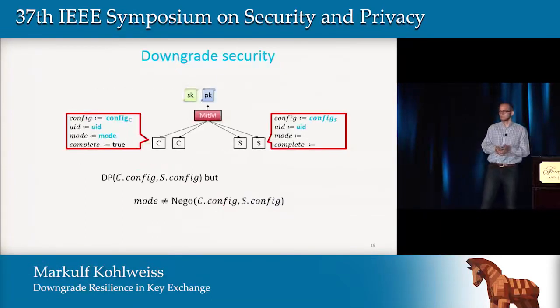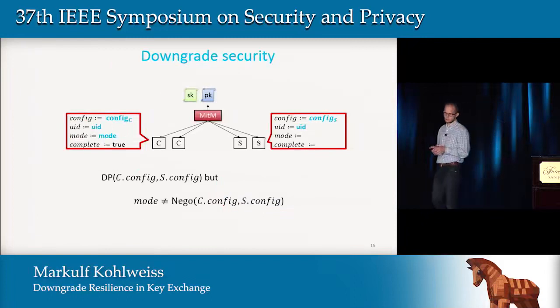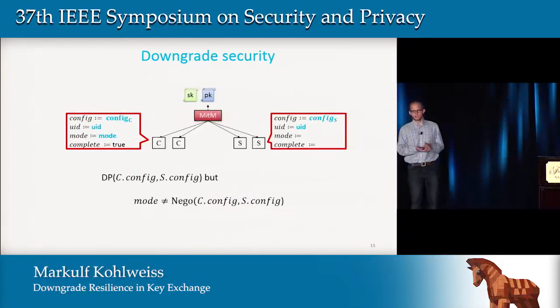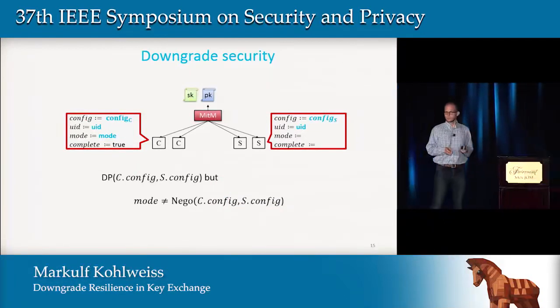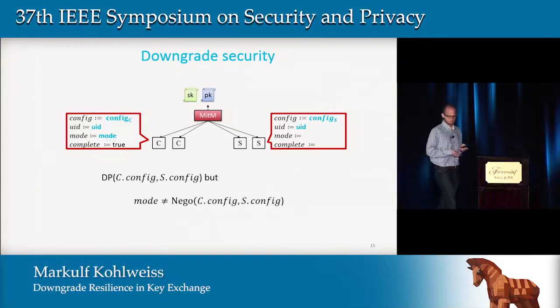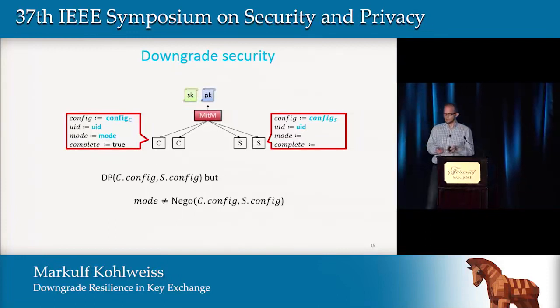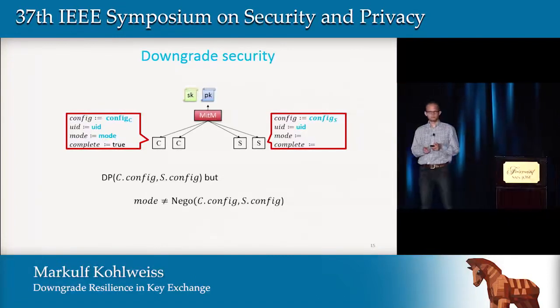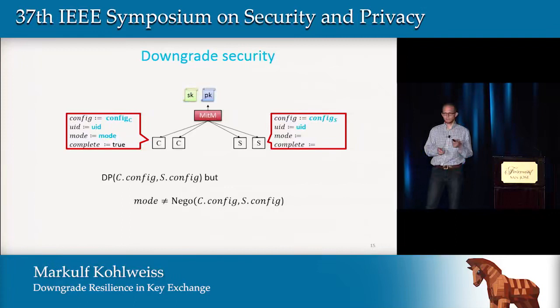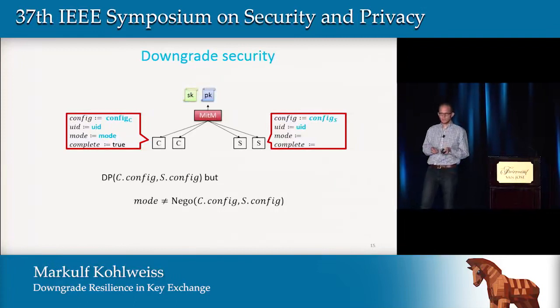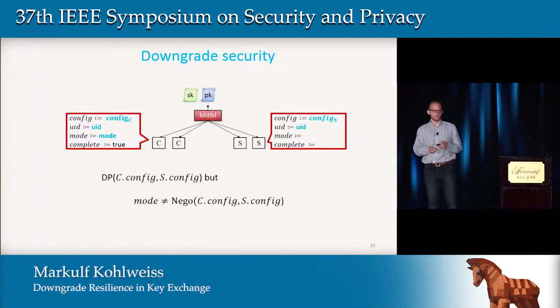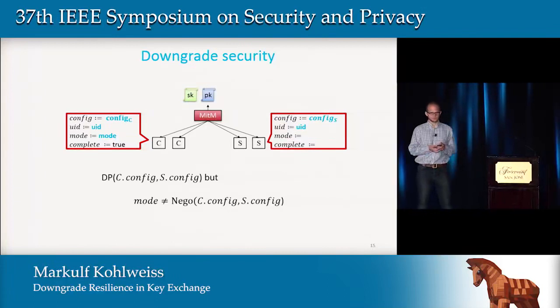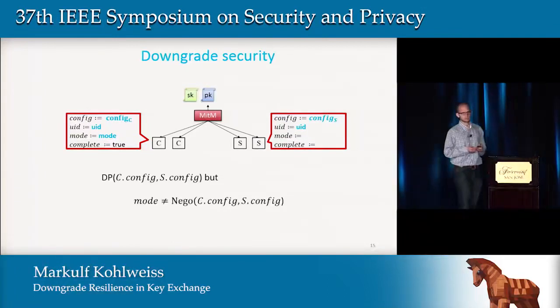So using that framework, here's our definition of downgrade security. The winning state for the attacker, and this is the probability that we want to bound, is when there are two instances that have the same unique identifier, and for which the downgrade predicate on their configuration holds, but the first instance, the client instance here, assigns a mode that is not the outcome of the ideal negotiation. So that would constitute a downgrade break.